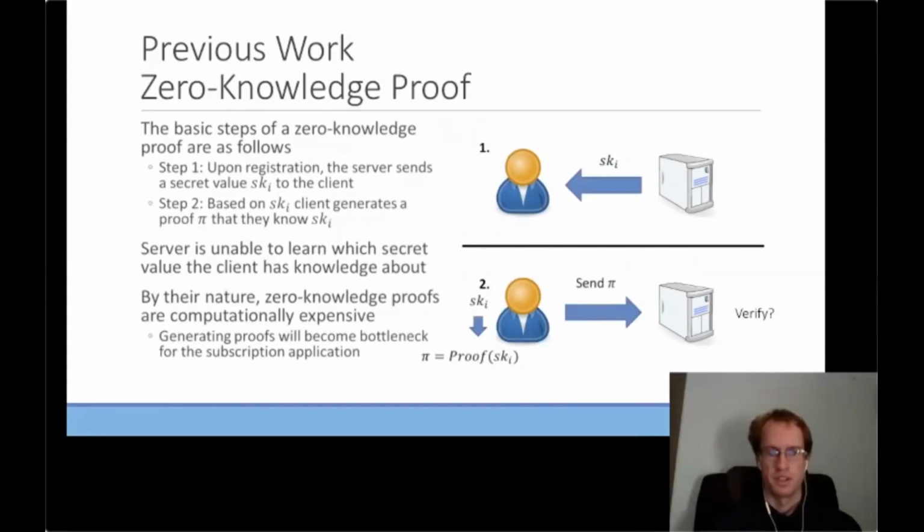The basic steps for a zero knowledge proof are as follows. Upon registration, the server sends a secret value to the client. Based on this secret value, the client generates a proof such that they know the secret, SK1, SKi, and the proof is sent to the server, but the server is unable to learn which secret value the client has knowledge about, but is convinced that they do have knowledge about it. But by their very nature, the zero knowledge proofs are computationally expensive, and generating such proofs will become a bottleneck for the subscription application.